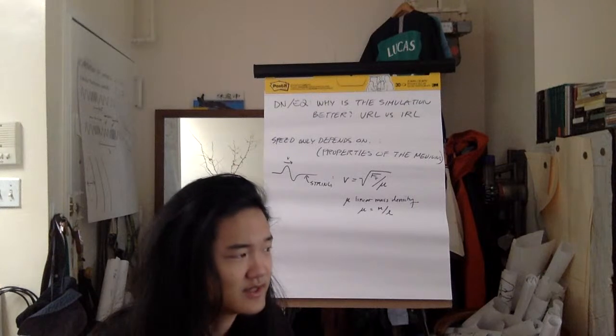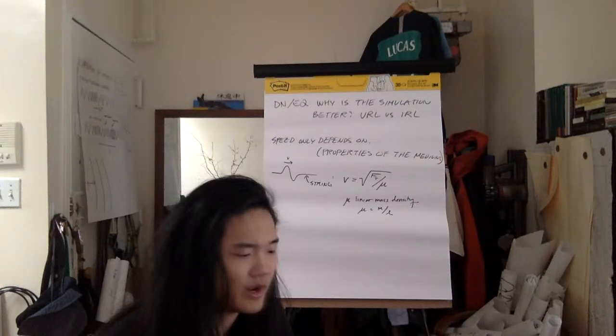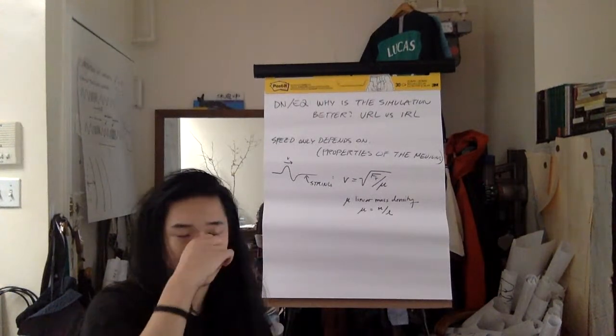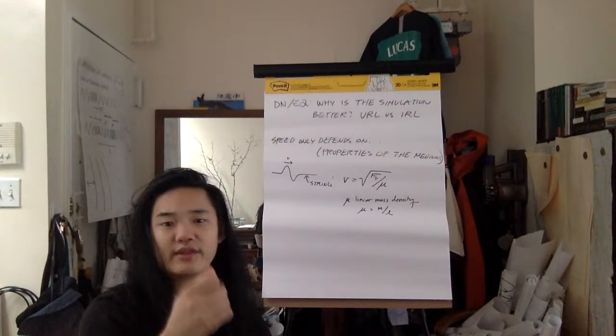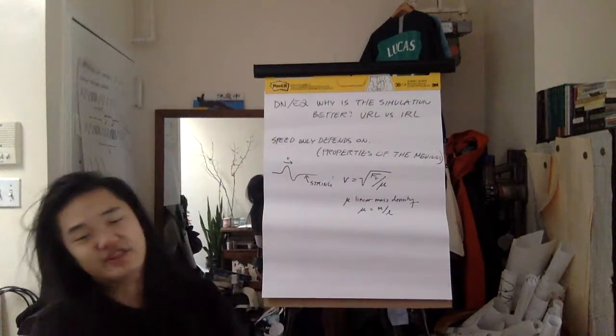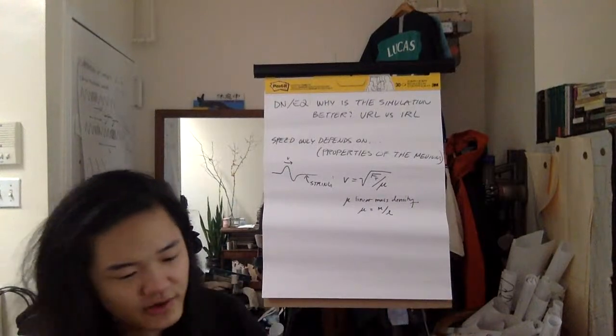You can imagine this by sending a wave through a really thin string, where it'll travel, versus trying to send a wave through a really thick, heavy chain. Like you do that, the wave's going to be super slow.